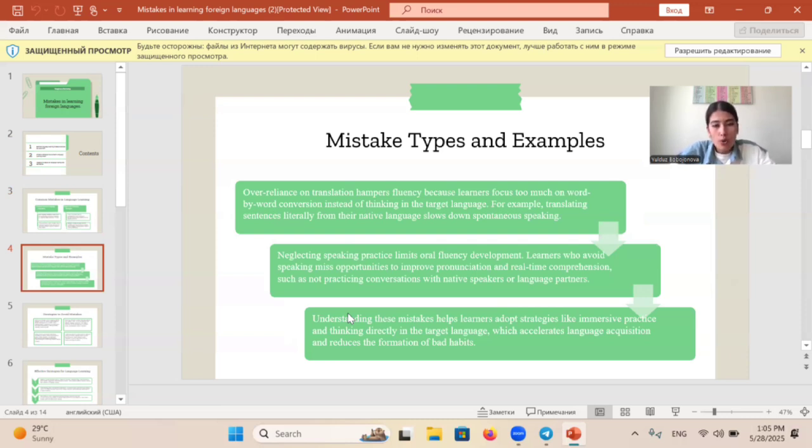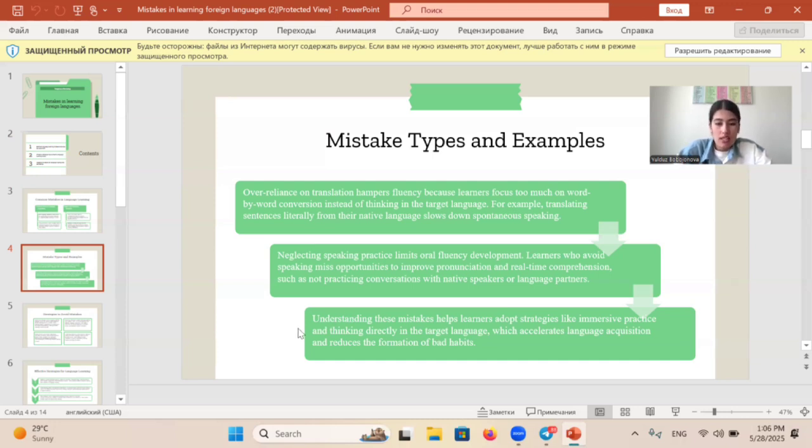So let's see. Over reliance on translation hampers fluency because learners focus too much on word by word conversion instead of thinking in the target language. For example, translating a tense literally from their native language slows down spontaneous speaking. And neglecting speaking practice limits oral fluency development. So learners who avoid speaking miss opportunities to improve pronunciation and real-time comprehension, such as not practicing conversation with native speakers or language partners.